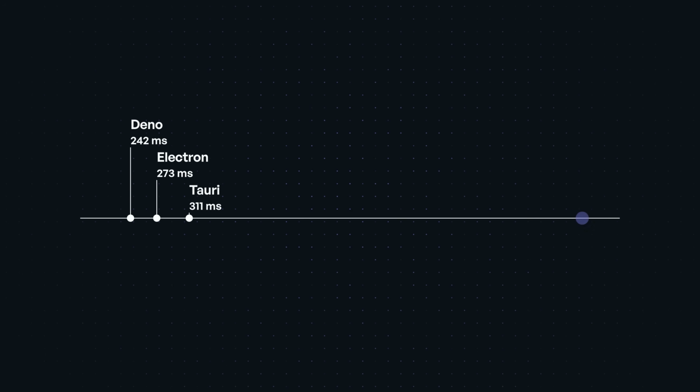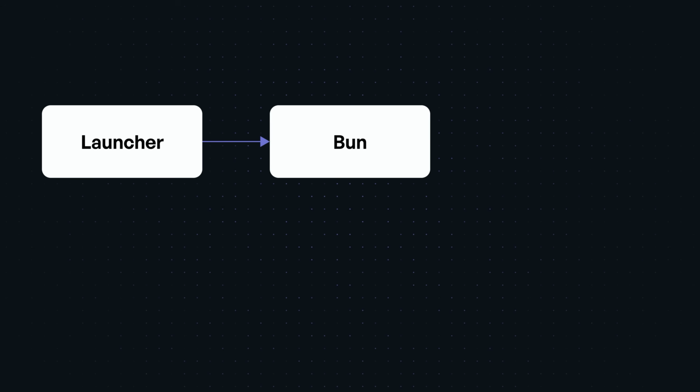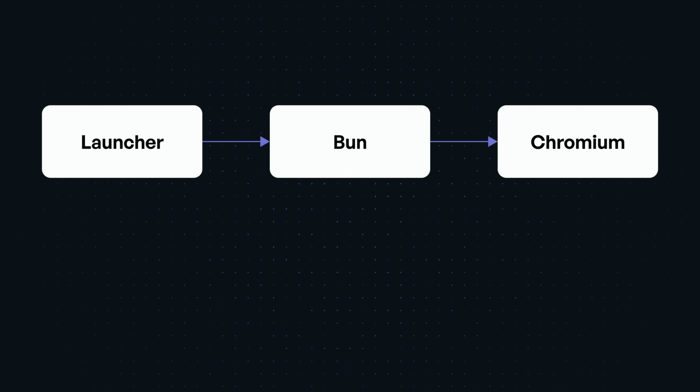Electrobun is the outlier, nearly 3 times Electron. It's booting a launcher, which boots Bun, which boots Chromium, 3 runtimes in a chain, and you can really feel it. Now let's look at memory after launch once the app is actually up and running.